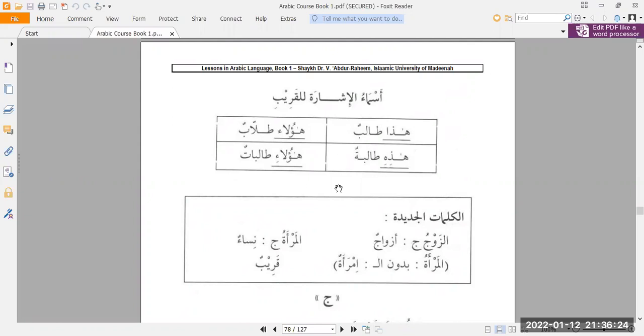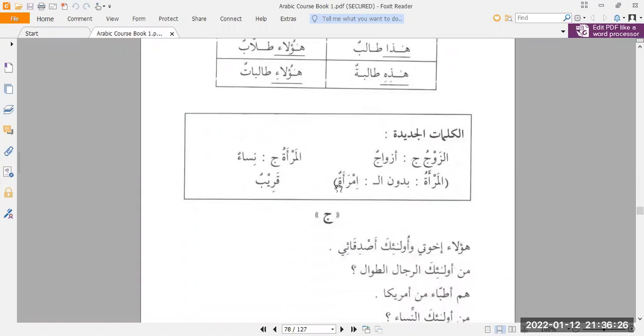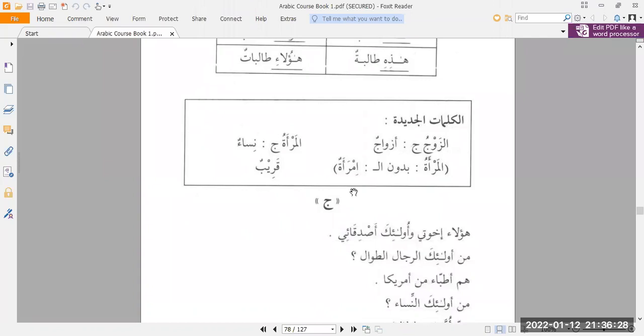So let's move on. He says, Al-Kalimatul Jadidatu. He's wrapping up this portion of the lesson before entering a new subsection. So he says, Al-Kalimatul Jadidatu, the new words. What were the new words we did in this portion of the lesson? He says, Az-Zawju, Jim, yes, stands for Jama', which is the plural. So singular. Plural is what? Azwajun. Zawjun, Azwajun.